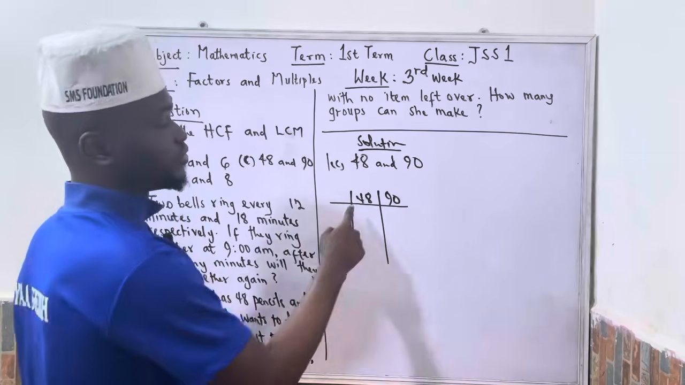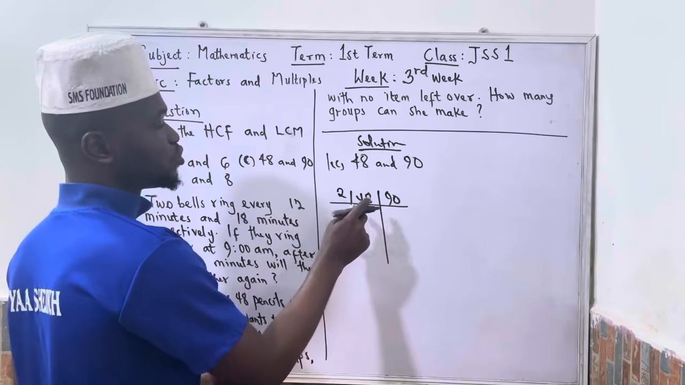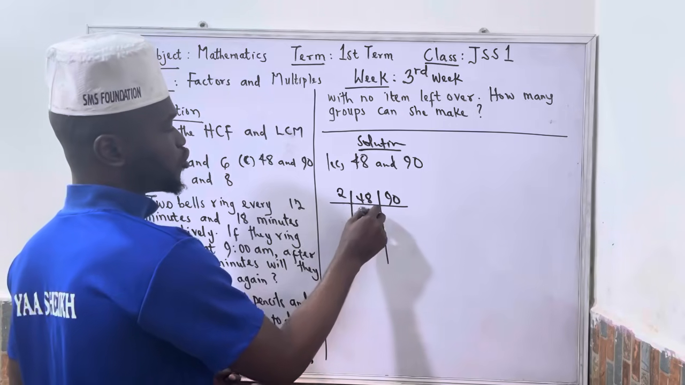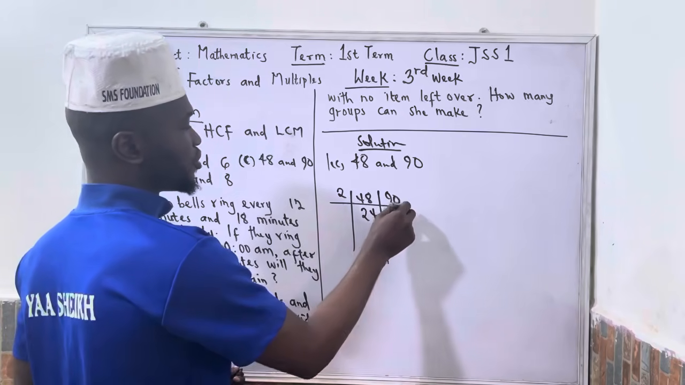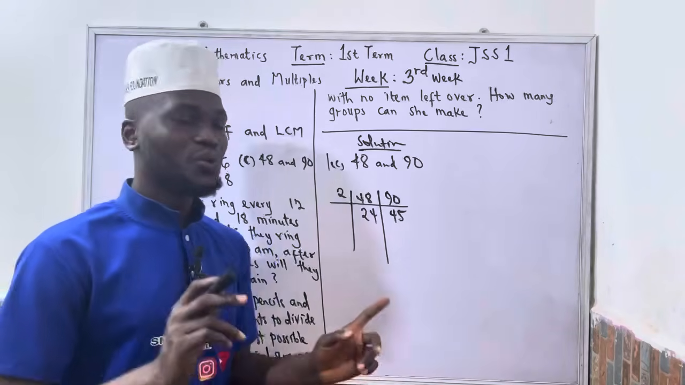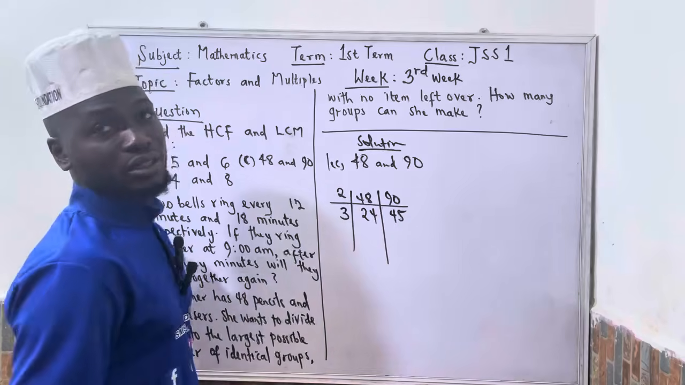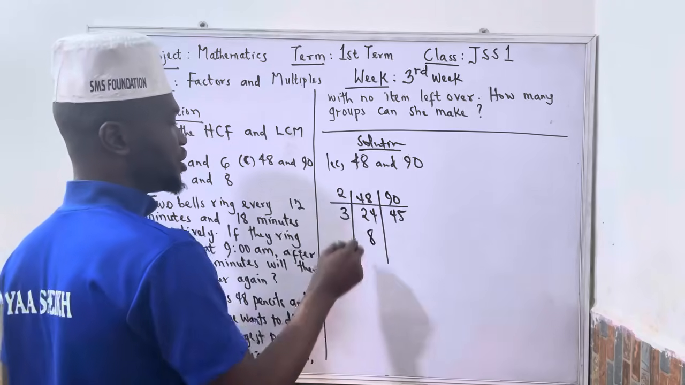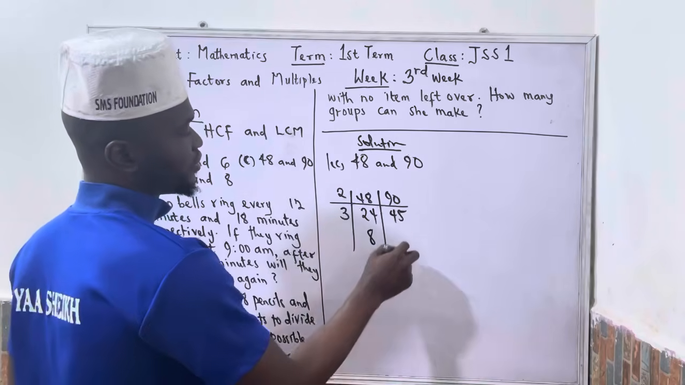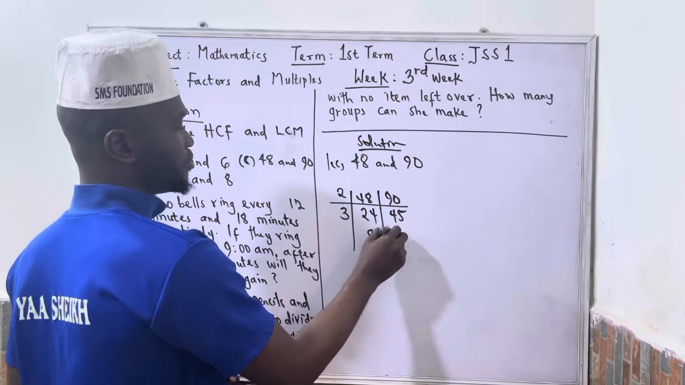So 2 can divide both of them. Always try 2 first. 2 in 48 will give me 24. 2 in 90 will give me 45. Now at this point, 2 can no longer work, but 3 can work now. So 3 in 24 will give me 8. 3 in 45 will give me 15.